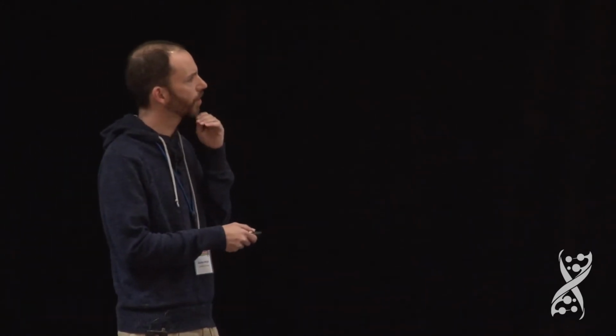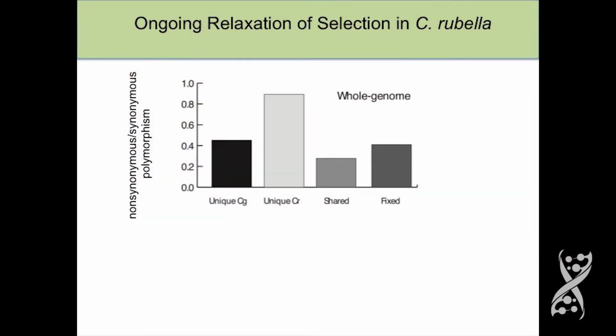And this seems to be ongoing. So when we look at the ratio of non-synonymous to synonymous polymorphism, it's highly elevated at polymorphisms that are unique to rubella. So since the transition, there's still an accumulation of deleterious mutations here.